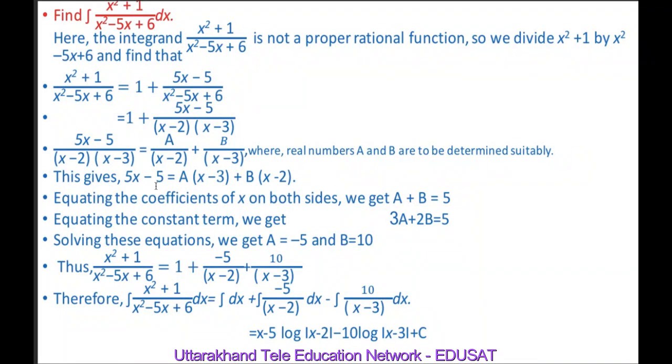Now the constant term. Here the constant term is minus 5. Here the constant term is minus 3 into a, minus 3a. Here the constant term is minus 2 into b, minus 2b. So everywhere we have minus sign. So we can write it as 3a plus 2b equal to 5. So these are the two equations which we obtained on equating the coefficient of x and equating the constant terms on both sides of this equation.